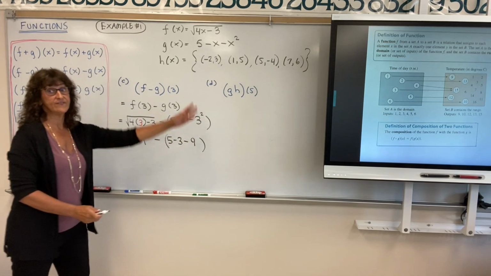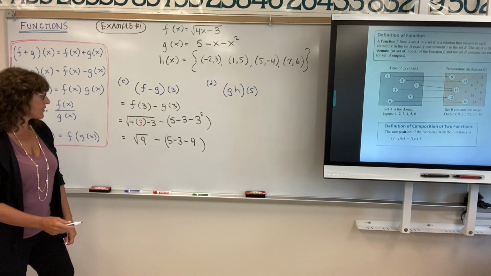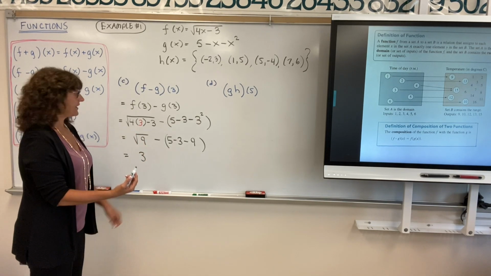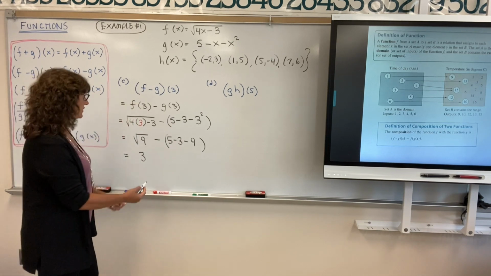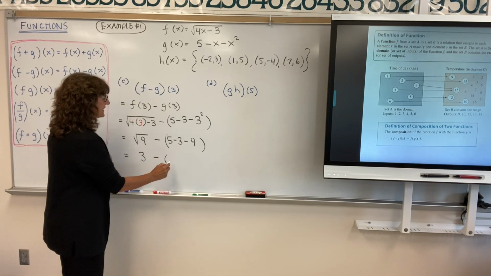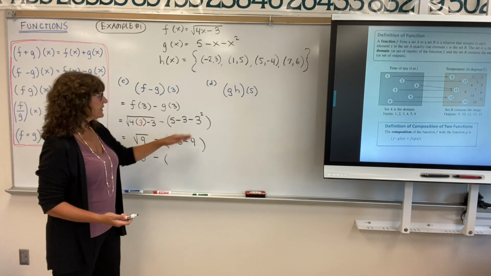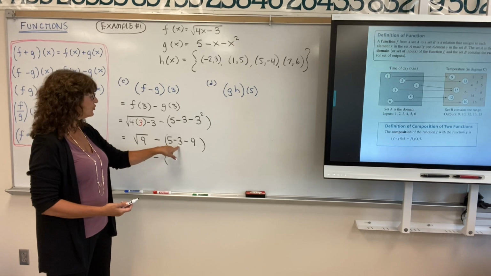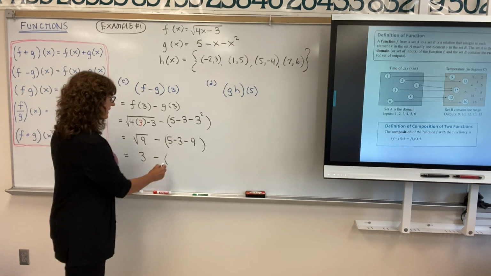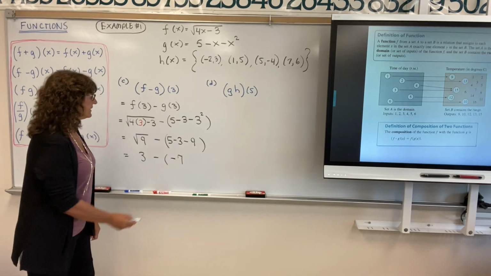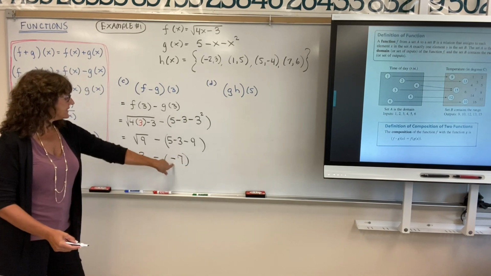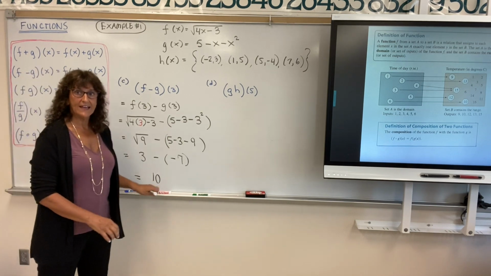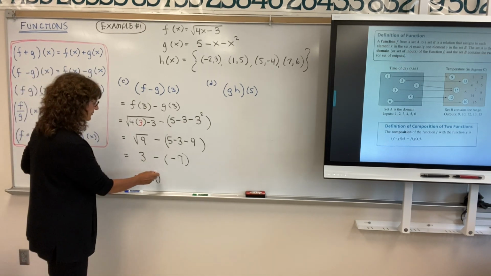Order of operations: evaluate the exponents. The square root of 9 is 3, just positive 3, because we're evaluating functions, so it's just one correspondence, minus, and then inside the parentheses, it's order of operations. After we do the exponents, let's evaluate the parentheses. 5 minus 3 is 2, and then 2 minus 9 is negative 7. Then 3 minus a negative 7, so this subtraction problem gives us 10. So we have 10 for this answer here.